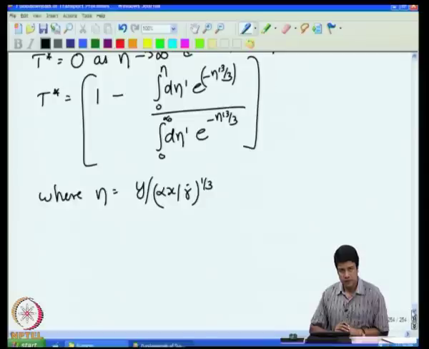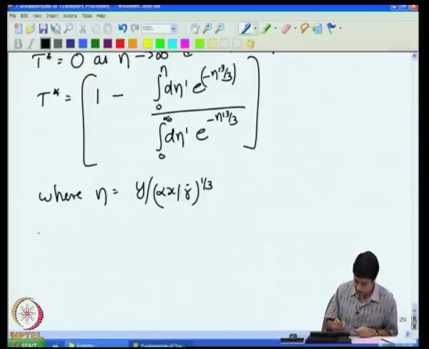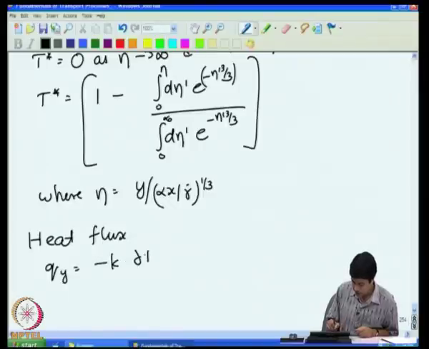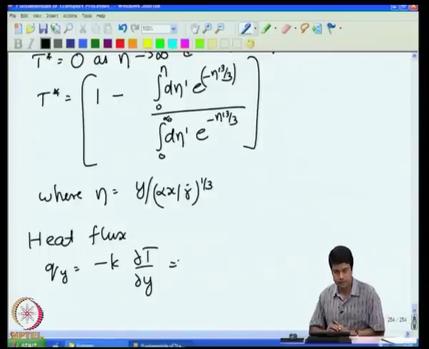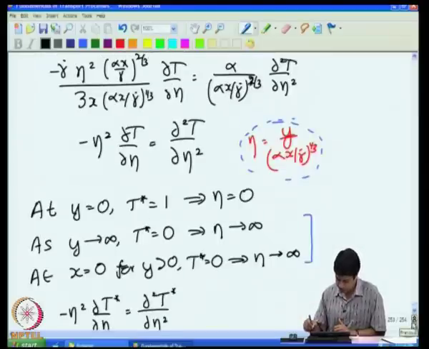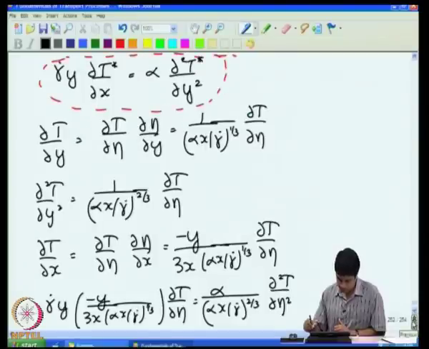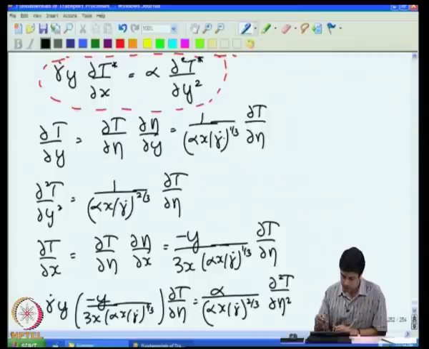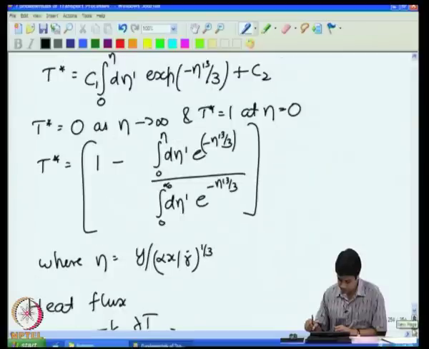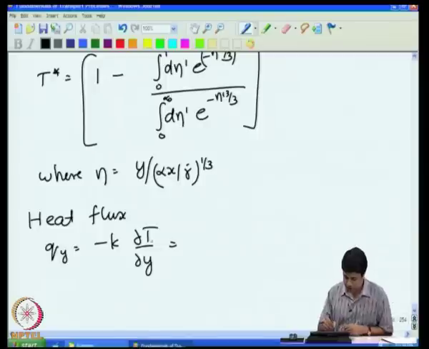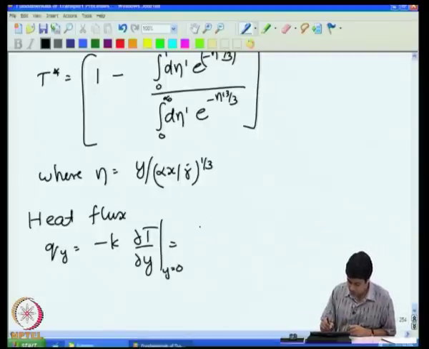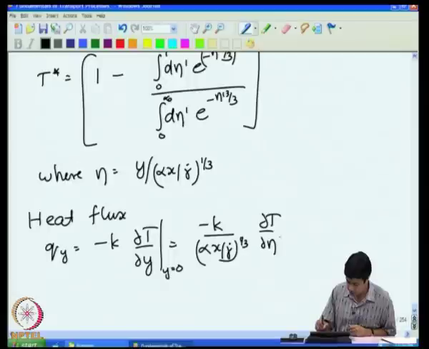How can we use this to calculate the heat flux? The total amount of heat coming out of the heated surface. Locally, the heat flux Qy is equal to minus k dT by dy. I have to express this in terms of eta. Okay. So, if you recall, dT by dy is equal to 1 by (alpha x by gamma dot) power 1/3 times dT by d eta. The heat flux coming out of the surface is at y is equal to 0. So, this will be equal to minus k by (alpha x by gamma dot) power 1/3 dT by d eta at eta is equal to 0.